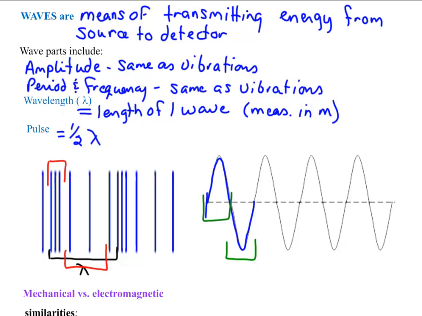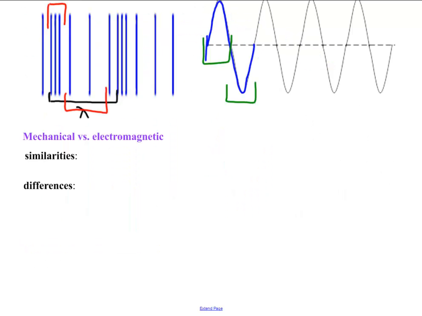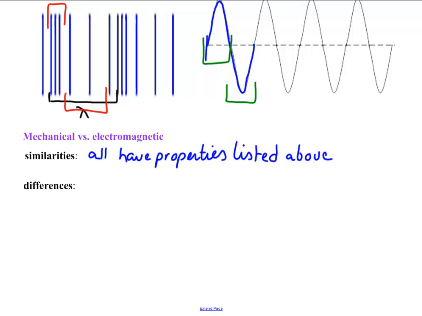When we talk about waves, we have two different types of waves in terms of how they are transmitted. We have mechanical waves and we have electromagnetic waves. We'll start out with their similarities. Mechanical waves and electromagnetic waves all have the same properties. What that means is they all have amplitudes, wavelengths, frequencies and periods. You can also generate a pulse of an electromagnetic wave or a pulse of a mechanical wave. They are different in how they are transmitted.